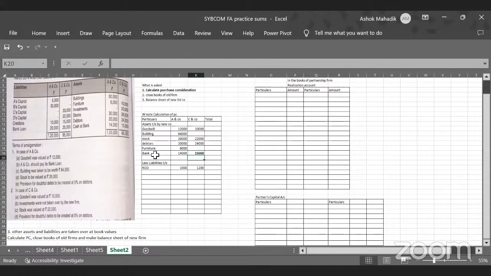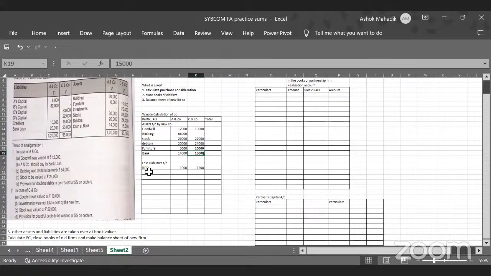What about other assets? Building was not there. Furniture, we have to take furniture. Value of furniture is how much? Rupees 10,000. So I'll write 10,000 against furniture. Next, investment is not taken over, so I will not write it. Stock already taken, debtors already taken, bank I just recorded. So all the assets are accounted for.